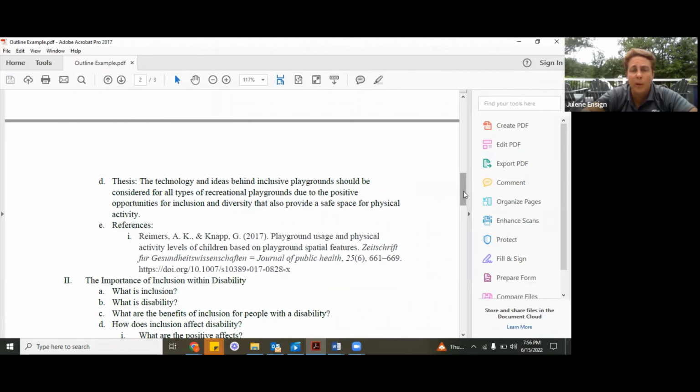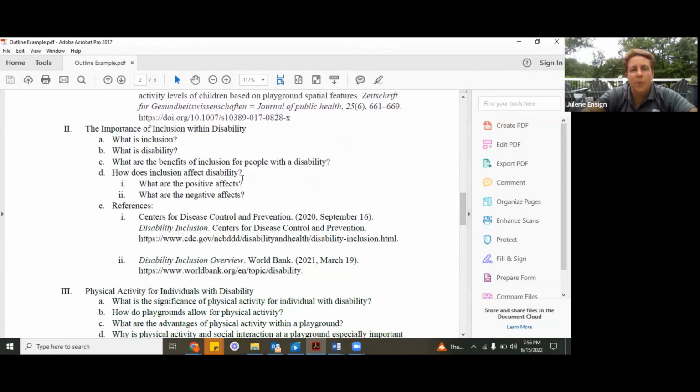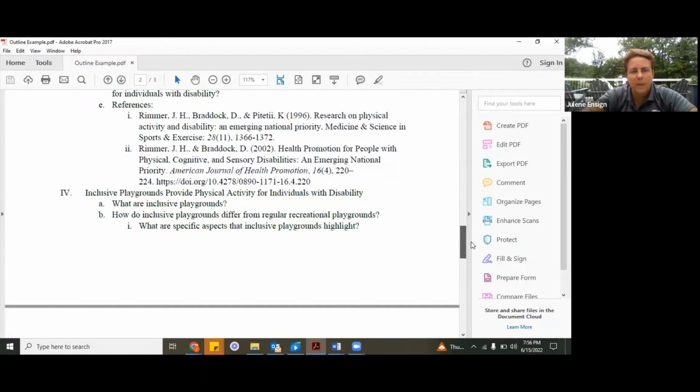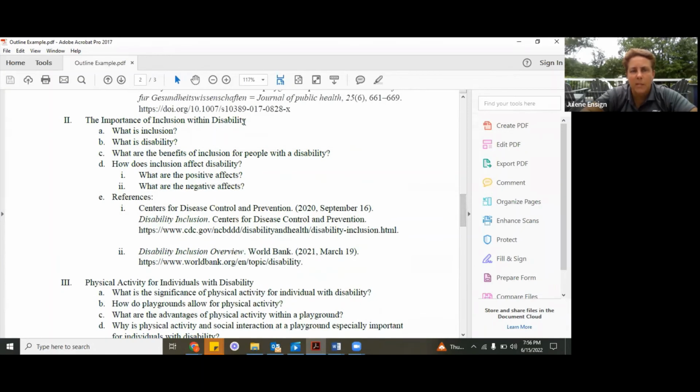Okay, and you might have more than one reference that you use for the information, right? So here are the big ideas: importance of inclusion within disability, physical activity for individuals with disability, and then inclusive playgrounds to provide physical activity for individuals with disability. Notice how these big ideas are not just disability studies and exercise science. This is what makes the paper interdisciplinary.